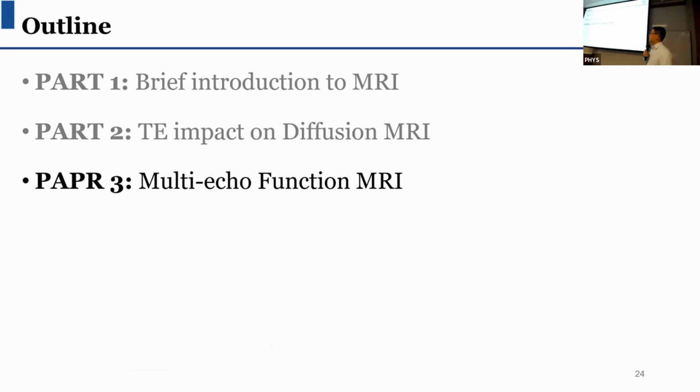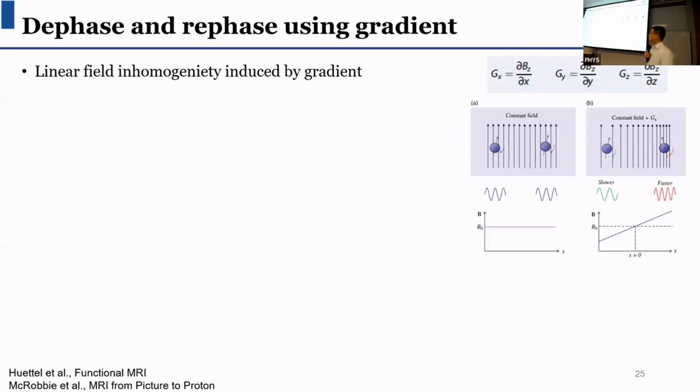And for the third part, I'm going to discuss a little bit about the multi-echo functional MRI, which we are still working on. For the diffusion MRI and the previous sequence, I'm always using the scenario of spin echo. That means you have a 180 pulse to make all the spins refocus together to form one echo. But there's actually another way to form an echo in MRI. It will again use the linear field inhomogeneity introduced by the gradient system.